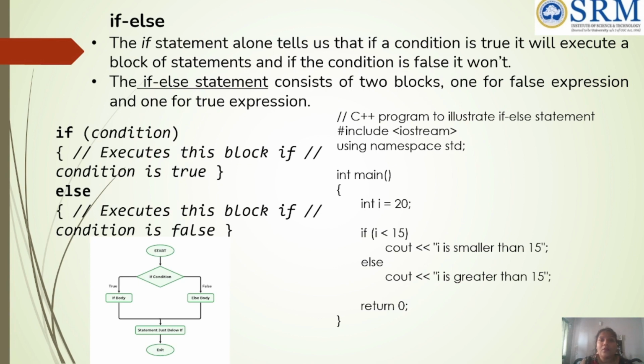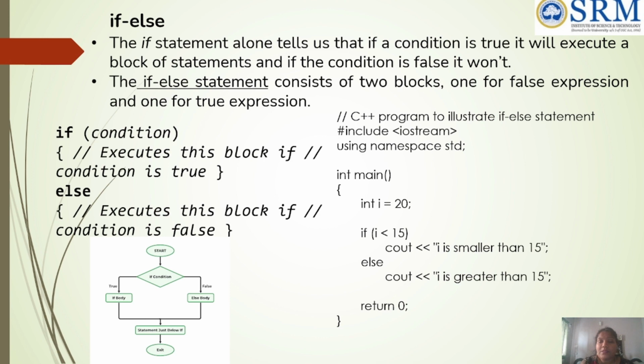If else statement. An if statement checks only whether one condition is true. An if else statement consists of two blocks, one for the false expression and one for the true expression. If a condition is true, it executes a certain set of statements, else it executes another set of statements. You can see in the diagram, a condition: true means it executes some set of statements, false means it executes another set of statements, and then it executes the rest of the statements and comes out.